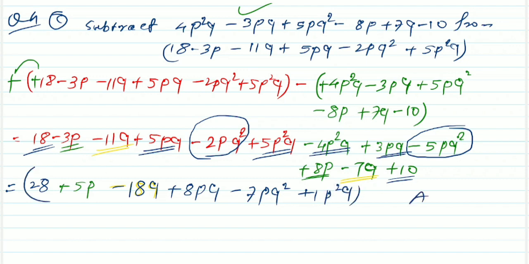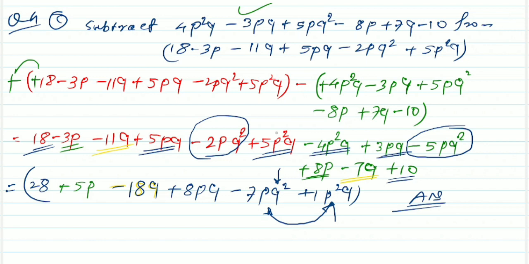These are all unlike terms now, so this is the final answer. Don't get confused with these two terms. Here the square is of q and here the square is of p, so they are also unlike terms. So we have finished exercise 9.1.